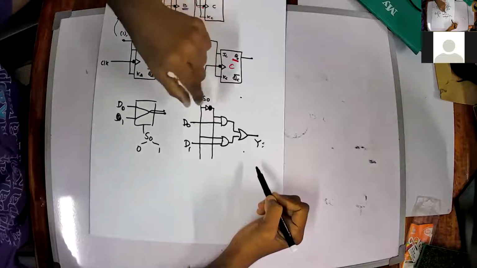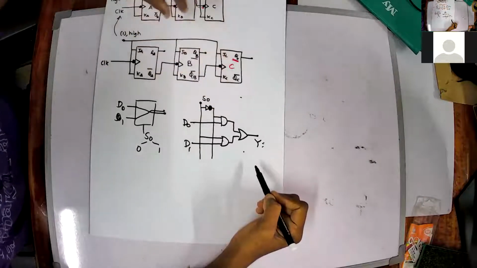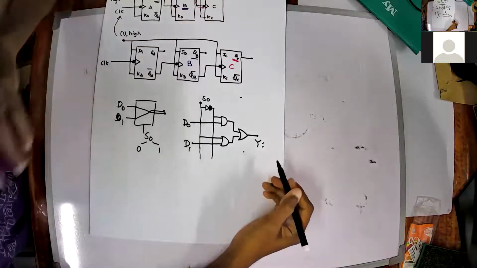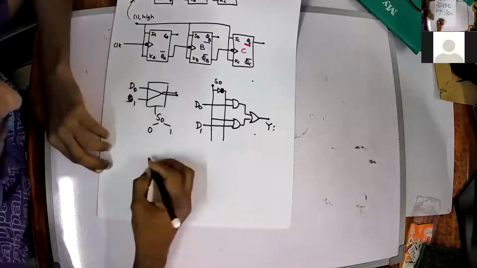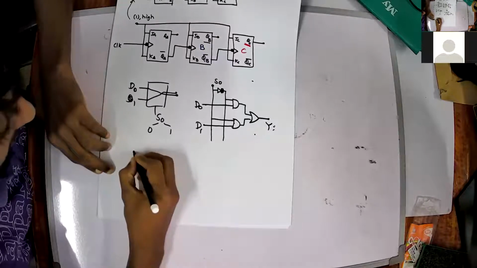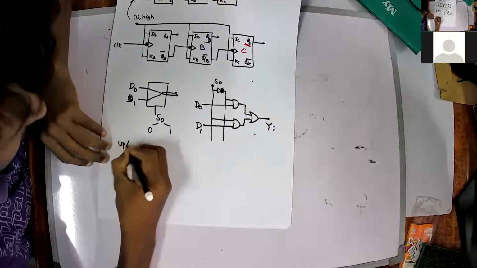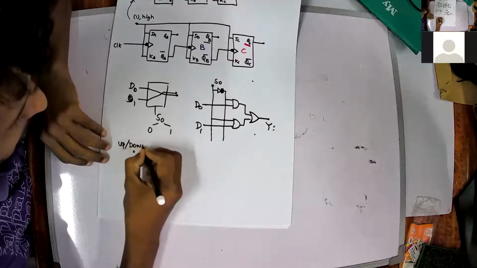Clear? So we are going to use the same thing in here. If it is an up and down counter, you need another input, which is called up down bar.